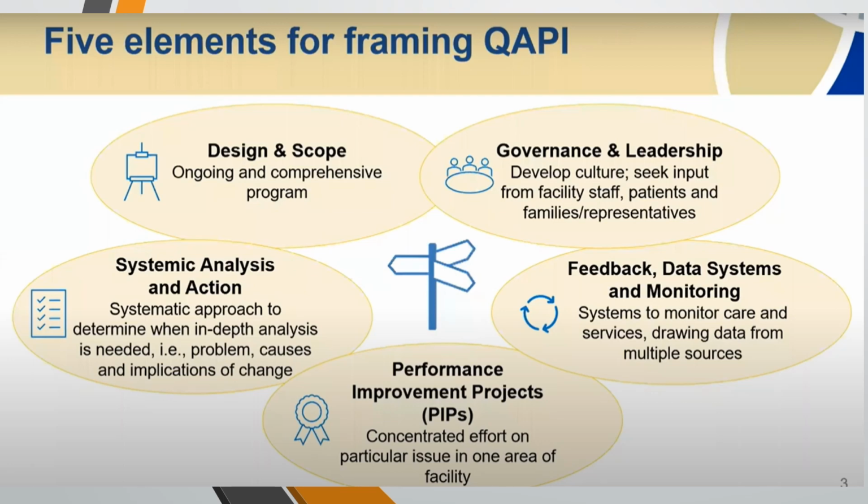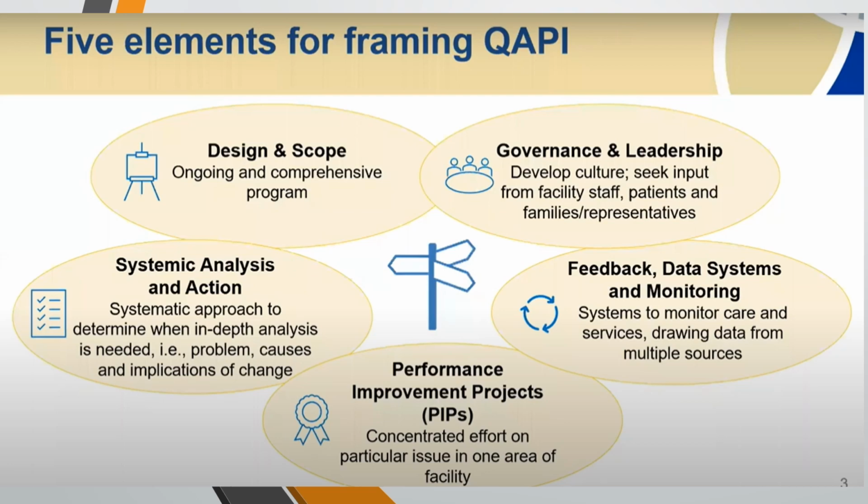Number 3, feedback and data systems and monitoring. Systems to monitor care and services drawing data from multiple sources, okay? Those multiple sources we'll get into when we actually look at an illustration of what a QAPI looks like. Performance improvement projects, PIPs. Concentrated effort on particular issues in one area of the agency or facility, okay? Systematic analysis and actions, okay? That's going to be a systematic approach to determine when in-depth analysis is needed, problem causes and implication of change.